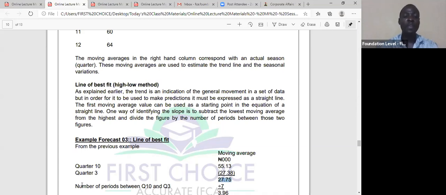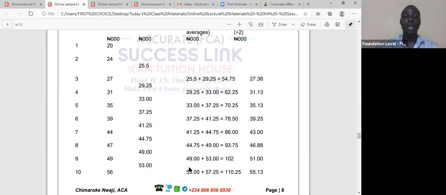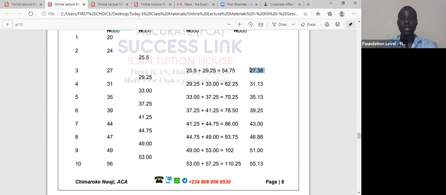Now you ask yourself, how many quarters are there between quarter 3 and quarter 10? Why are we taking quarter 3 and quarter 10? Because in our data, the lowest value is in quarter 3, the highest value is in quarter 10. So you ask, how many quarters are between 3 and 10? All you need to do is count. Between 3 and 4, we have 1. Between 4 and 5, we have another one, 2, 3, 4, 5, 6, and 7. So we have 7 quarters between 3 and 10. Another way of doing it is just to say quarter 10 minus quarter 3 gives you 7.